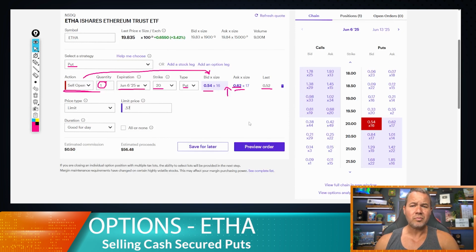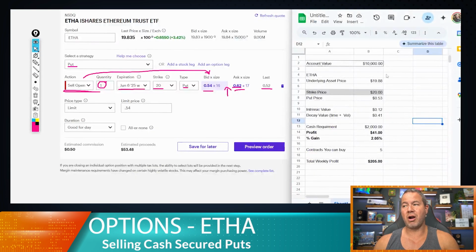Now, let's walk through a little bit of the math of what we make on this. If I do right at the bid, obviously it's going to make $54 minus the commission. And you're just like, well, it's 54 cents. How does it make $54? Well, let's go through the math on how that works and what that means for our value.